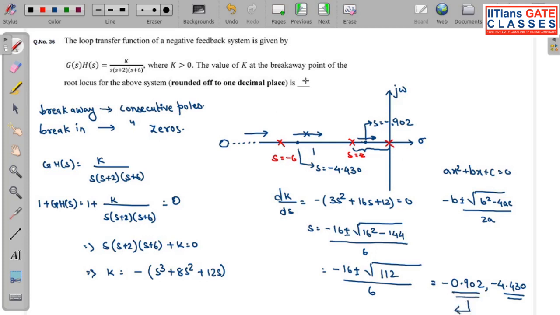Now the answer is minus 0.902. Is this correct? Tell me yes or no. No, this is not correct. They haven't asked you where the breakaway point is. They asked you the value of k. You need to find the value of k, not the point where the breakaway point is existing. So always read the question carefully so that you don't make mistakes.